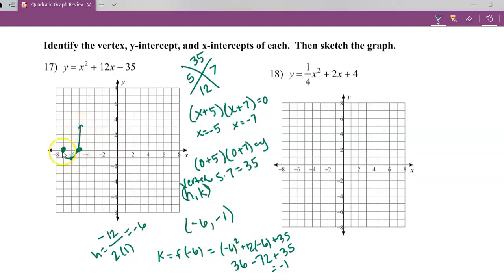So it's going to do something like this. Once this gets up to 35, it's going to cross the y-axis, but we're not going to worry about putting that on the graph. Okay.